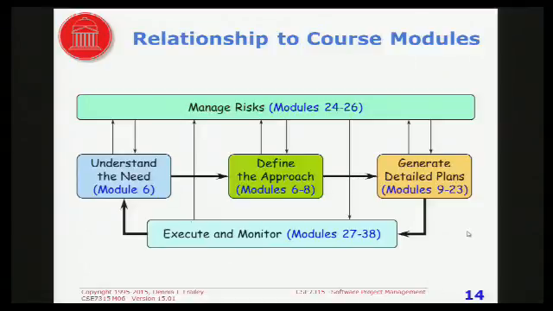Now you might say, well, how come I need 20 or so modules to do detailed plans and I only need a part of a module to do this? That's because it shows you the relative amount of energy you put into each of these. Understanding the need isn't necessarily something that takes you a lot of energy and a lot of time to do. Defining the approach takes a little more, but not that much. Generating detailed plans is where you do an awful lot of the hard work.